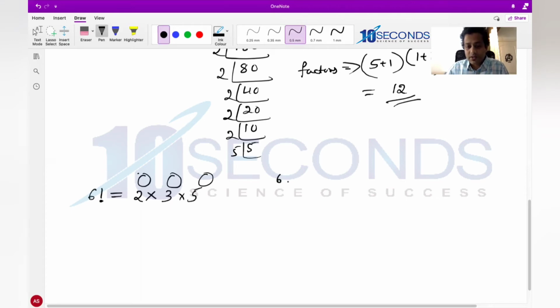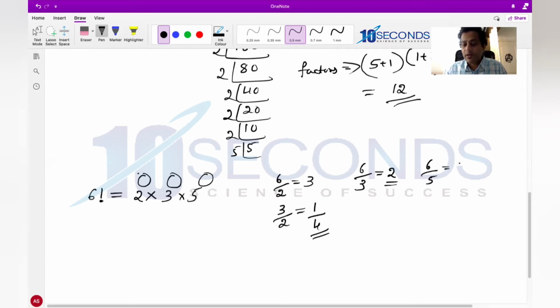Concentrate. 6, you divide by 2. How many multiples of 2? 3. Take that 3 and again divide by 2. How many multiples, not remainder? How many multiples of 2 are there in 3? Only 1. The remaining 1 is remainder, no need to take. Total how many are there? 4. 6 by 2 is 3, and in 3, only 1 multiple of 2. Next, 6 divided by 3 is 2. In 2, is a multiple of 3 possible? No. So 2. And 6 divided by 5 is 1.